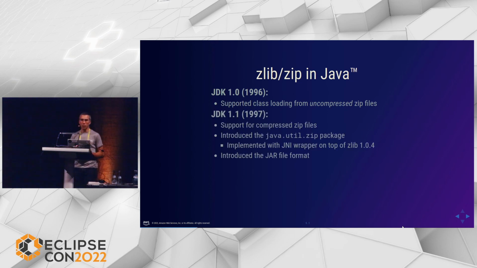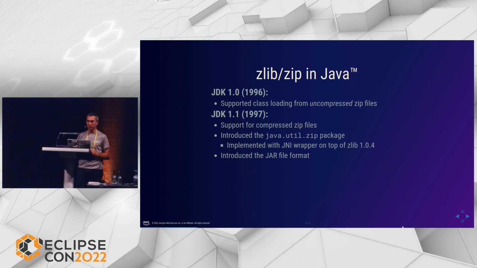Only JDK 1.1 in 1997 added support for compressed zip files. It also introduced an API to access this functionality from within Java. Java 1.0 didn't have that. And this java.util.zip functionality was implemented by a JNI wrapper around the zlib library, which was just at version 1.0.4 at that time.